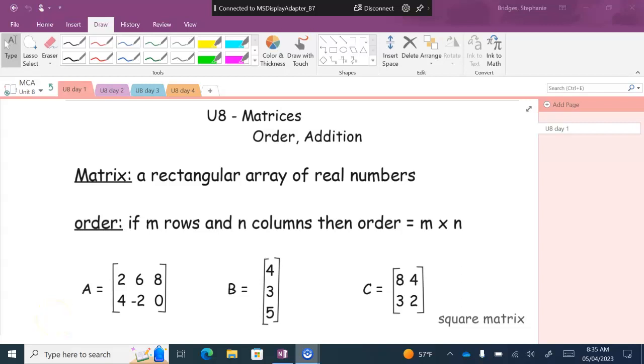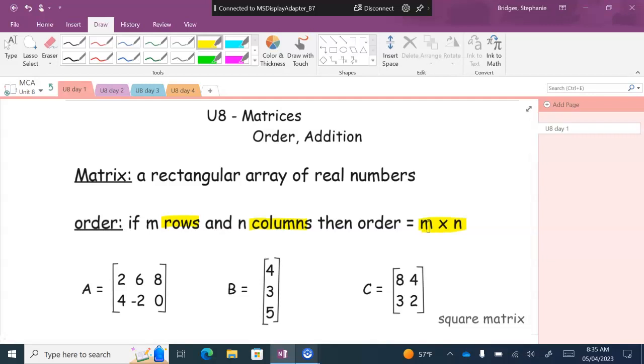So again, a matrix is a rectangular array of real numbers. And when we talk about the order of a matrix, I'm talking about the size. How big is it? When we name the size of a matrix, we name it by the number of rows and then the number of columns. And we write it like this, M by N. Rows is M. N is my columns.